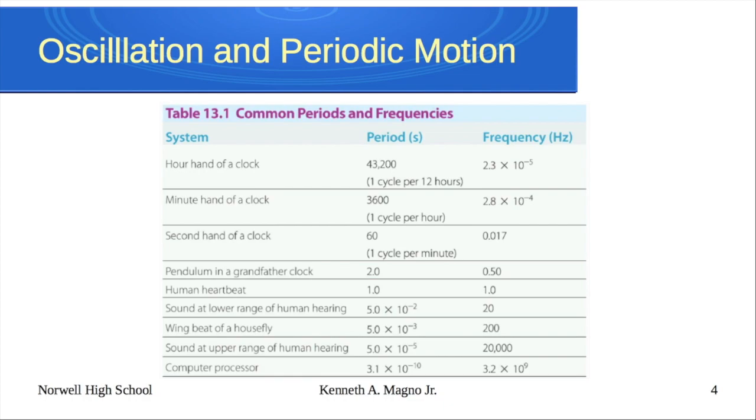A housefly. A housefly's wings might beat 200 times a second, so 200 hertz would be the frequency of that housefly's wings. Now, if I convert to find the period, the inverse of that frequency, that would be 5 times 10 to the negative 3 seconds per oscillation.